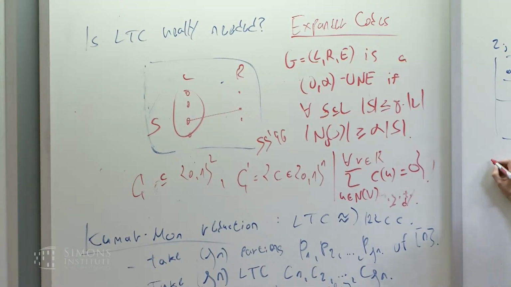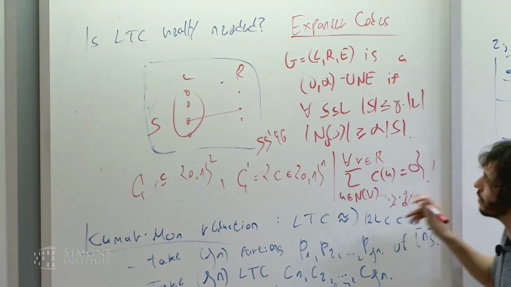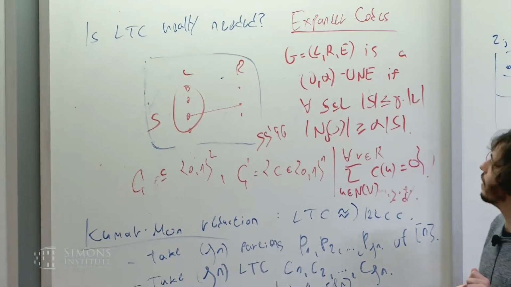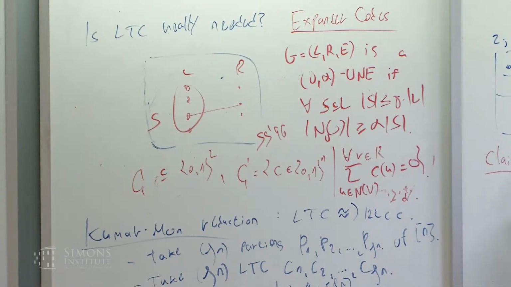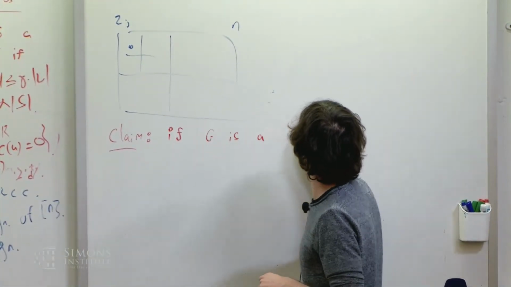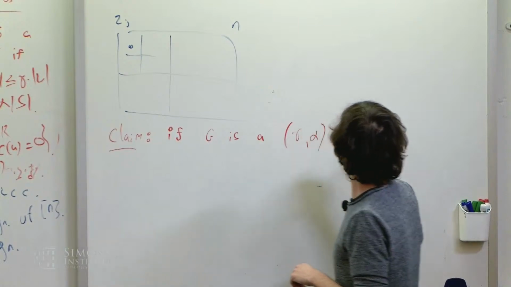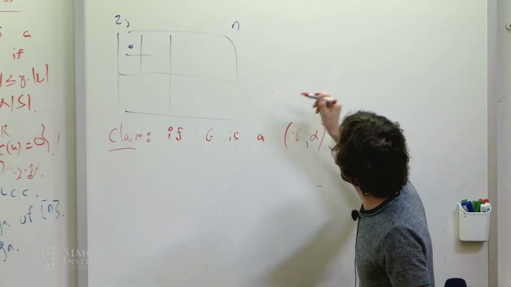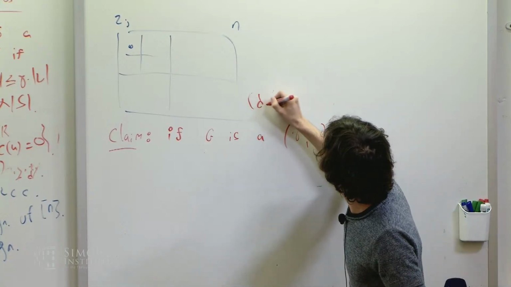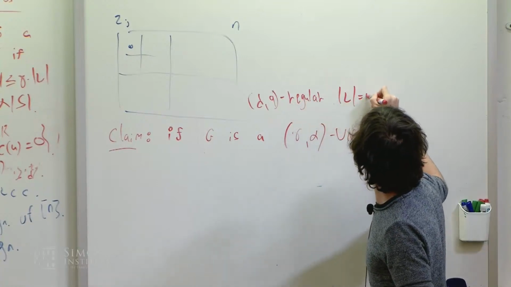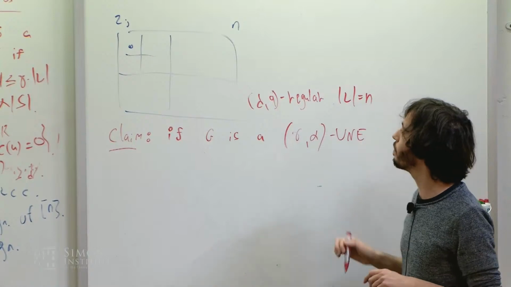So let's argue. We defined VLTC somewhere here. Let's argue that these expander codes are VLTC. So if G is a gamma alpha unique neighbor expander, let's also say that G is (D, Q)-regular. Let's assume that the left side is of size n.